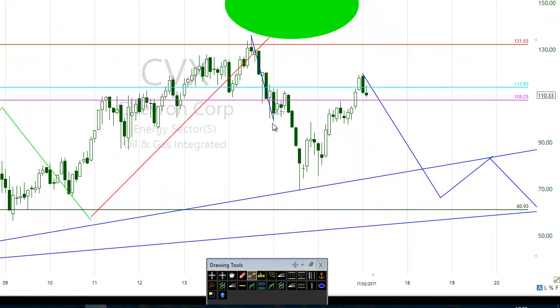So 1, 2, 3, yes or no? So 3 moves down, 1, 2, 3 after the fifth wave. So which pattern comes to our mind straight away? The flat correction. But look at the internal wave here. Look, something strange is happening. This is again when the wave becomes a little bit complex.